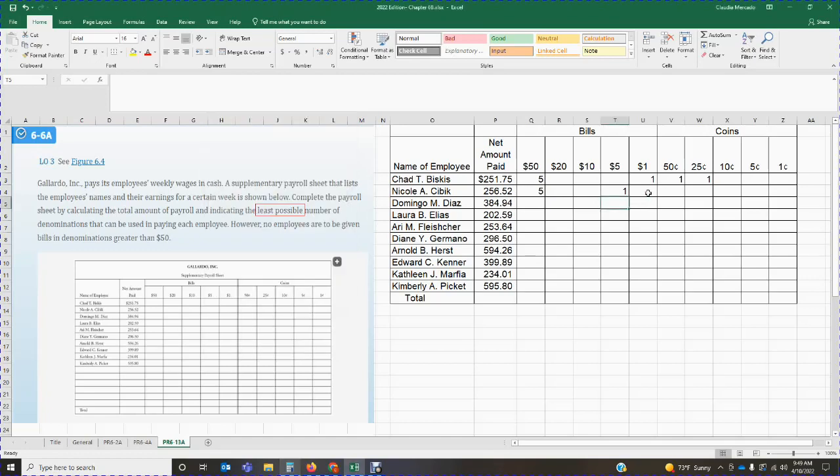So what do I need? I need $1, and I need 52 cents. So I'm going to give him a 50-cent coin. That's going to be 50 cents and 2 pennies. There we go.